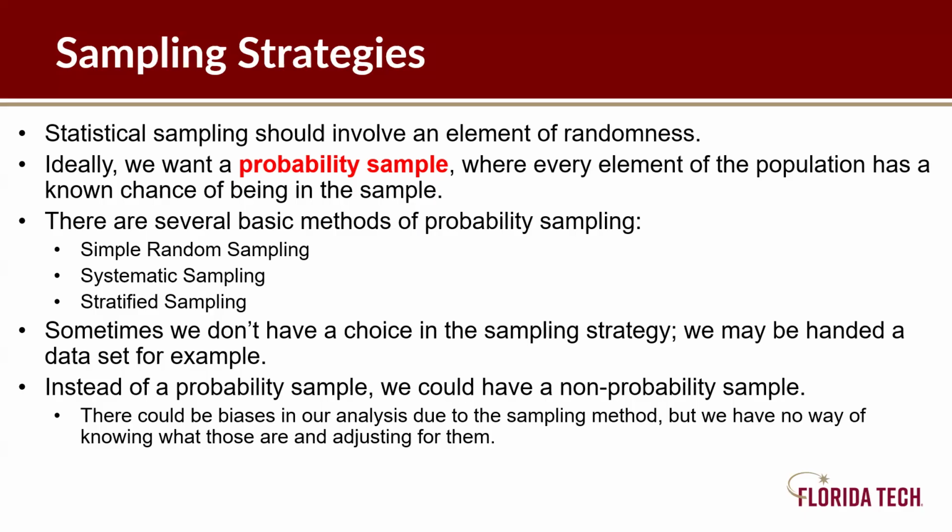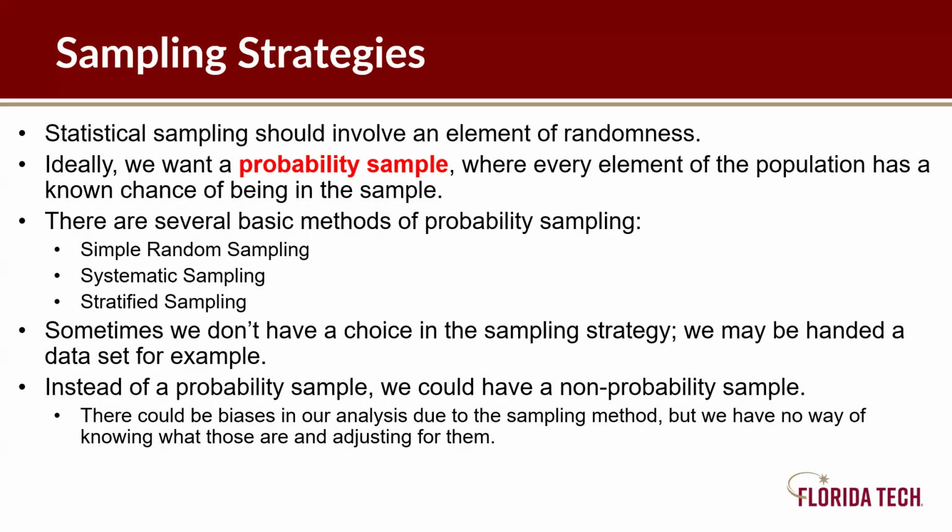Okay, we try, right? So when somebody gives me a data set, I do what I can, try and understand where did the data come from, how did you put it together, and was it collected in the right way. Sometimes though, you have none of that information, you're just handed a data set, so you have to make some assumptions, right? Instead of a probability sample, you might have a non-probability sample, which means there could be biases in the analysis due to the sampling method. But if you have no way of knowing what those are, you have no way of adjusting, right?